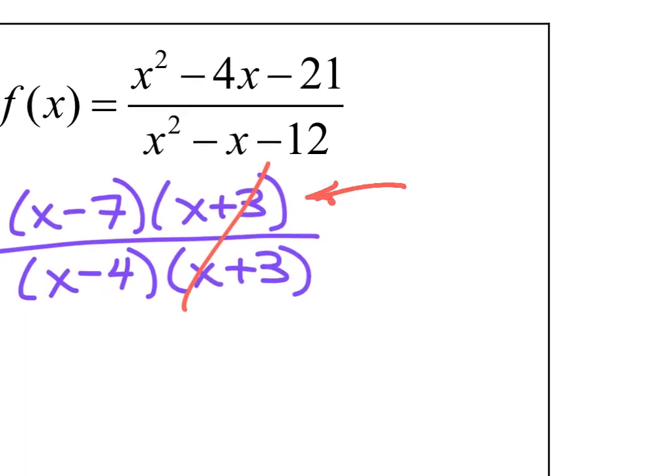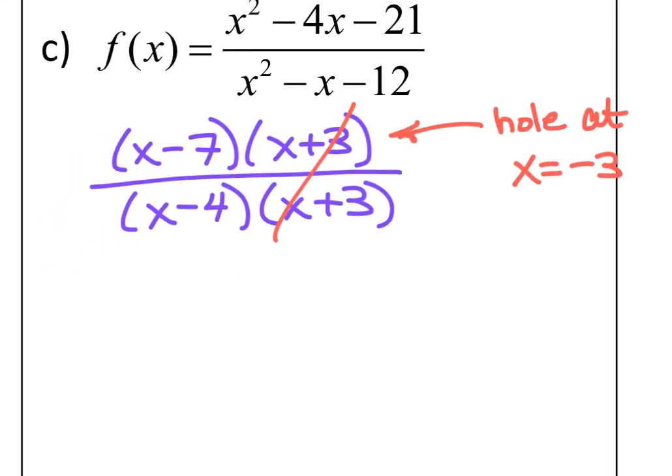And what that means is that there's a hole at x equals negative 3. So if there's a hole there, it can't be an x-intercept because there's a point missing. That's like a point that's just not there. And so if that point happens on the x-axis, it can't be an x-intercept. So your only x-intercept here can be x equals 7.